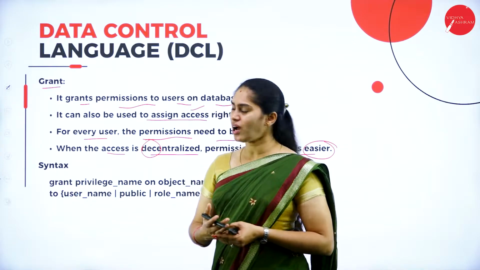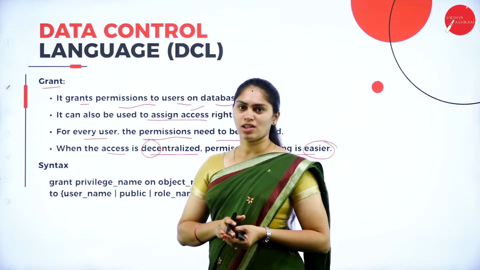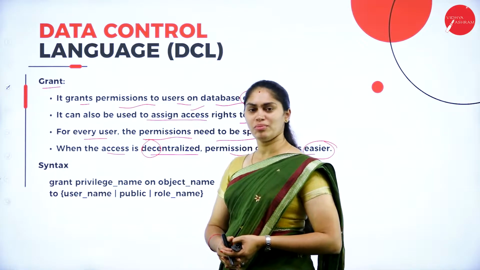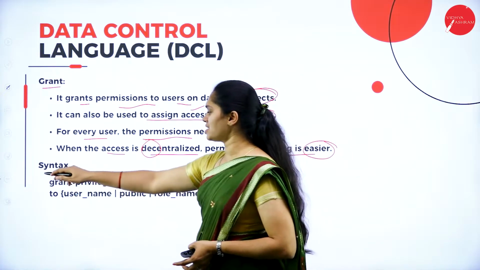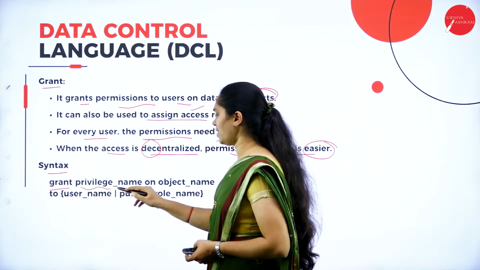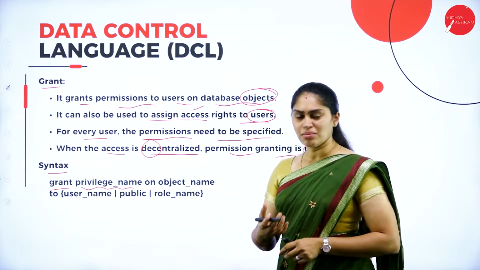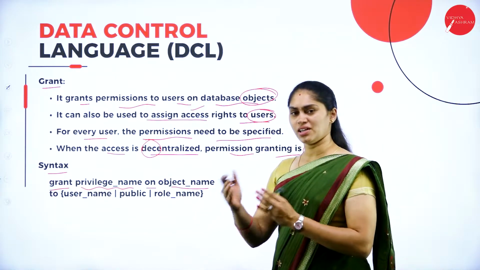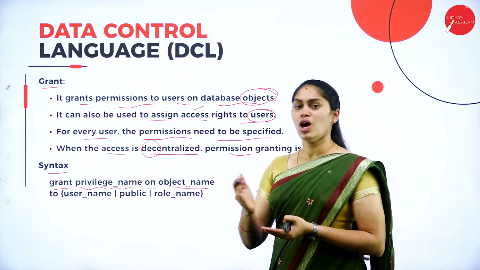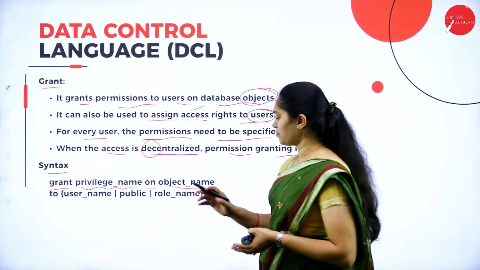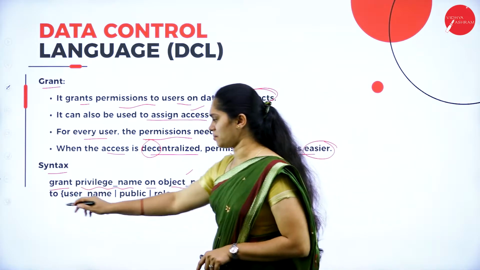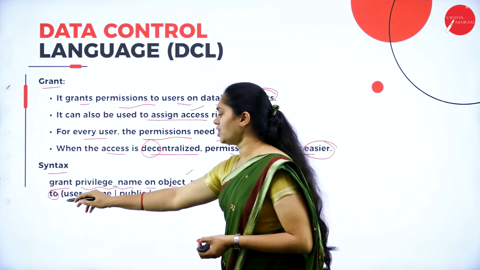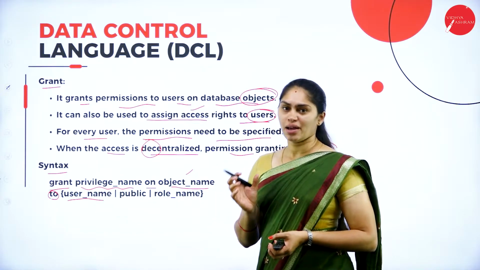But if you want to have confidentiality over the data, if you want to have security, then grant and revoke will be helping us. So here you can see the syntax: grant privilege name. So we are giving a privilege that you have to mention, on object name. On what object? You have to mention either the table name or database name or view name. That becomes the object name. To whom they are giving a permission, that is the username.